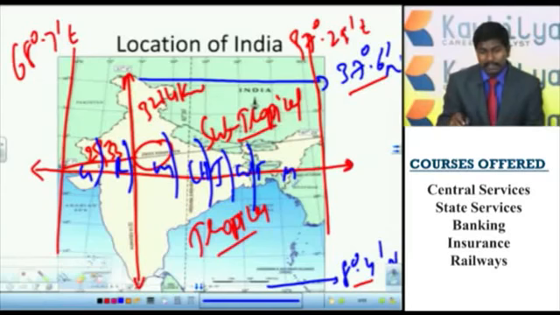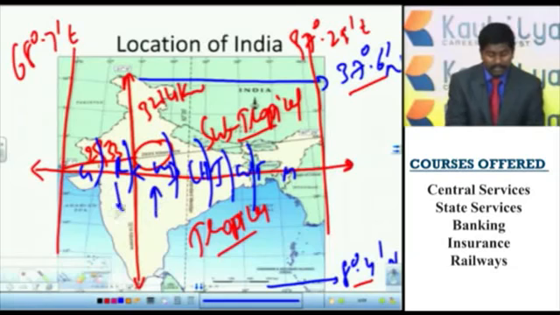Remember these 8 states. Among all these states, the Tropic of Cancer passes through the longest distance in Madhya Pradesh, and the shortest distance in Rajasthan. So that is about the Tropic of Cancer.